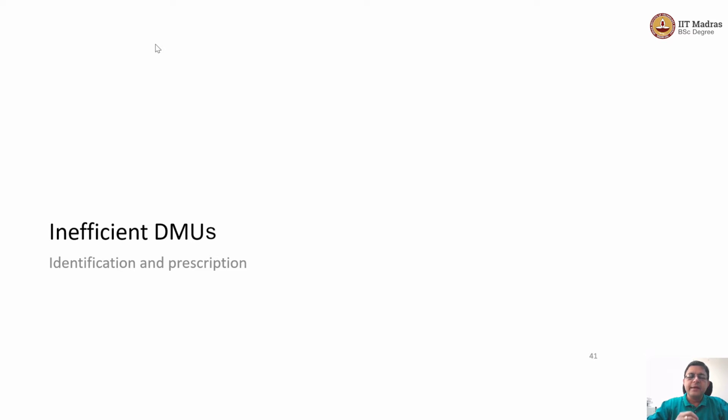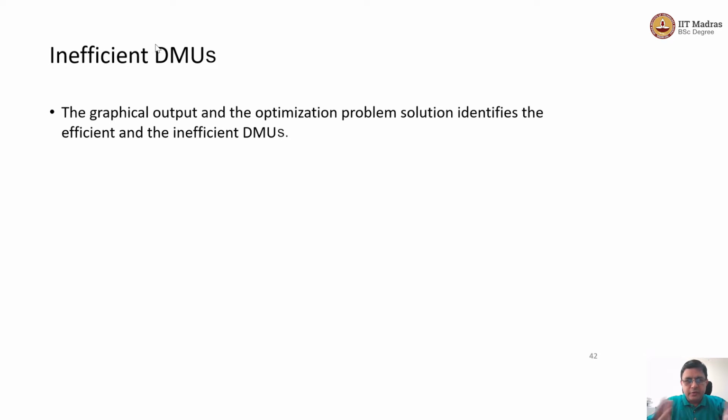Now that you have identified the DMUs which are not efficient, can we do something for them? Can we tell them what to do? Can we prescribe something so that they can also move towards efficiency? So graphically speaking, essentially we are telling them a path towards the efficiency frontier. Just to summarize, the graphical output as well as the optimization problem are both data envelopment analysis methods. Even the graphical method was data envelopment analysis. The optimization problem formulation was also one of the formulations of DEA.